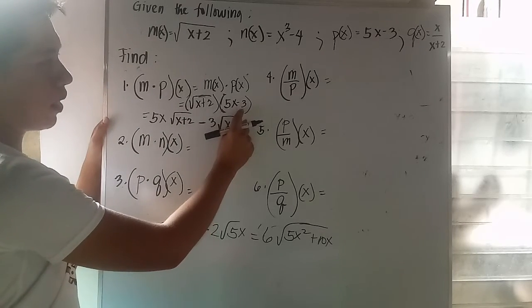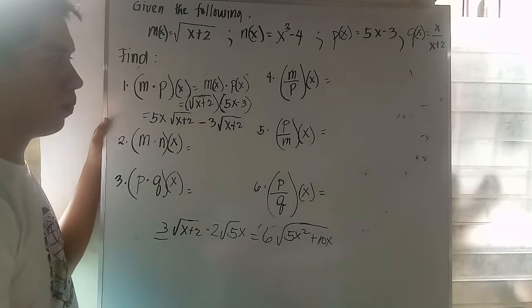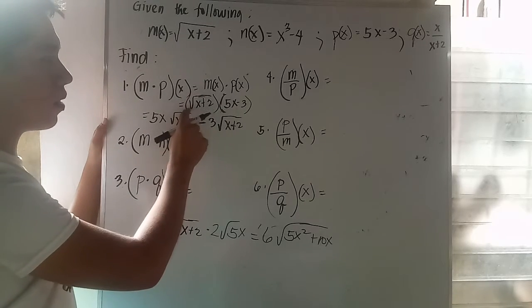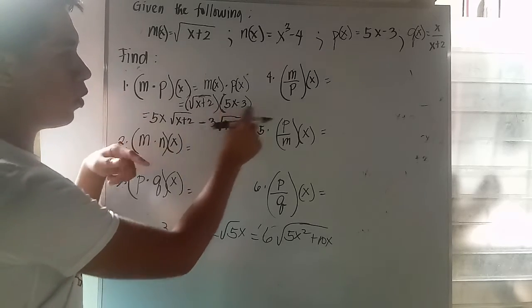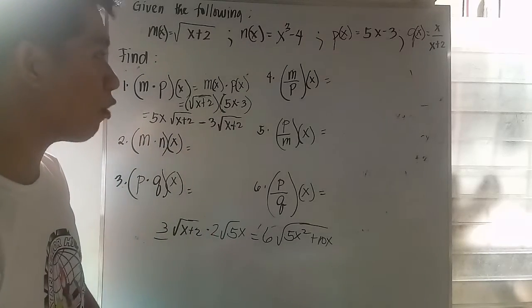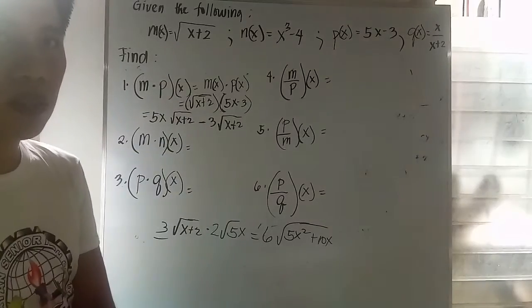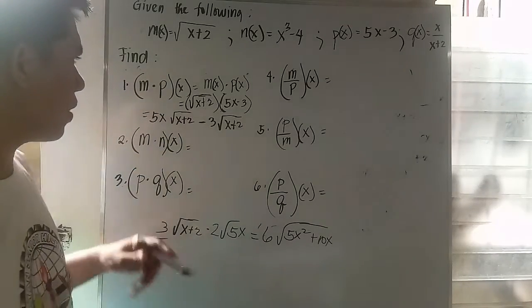Then on the other side, negative 3 times square root of x plus 2. Okay? So this is taken as 1. We multiply them individually, we distribute to each of them. Okay? So that is how you are going to multiply.